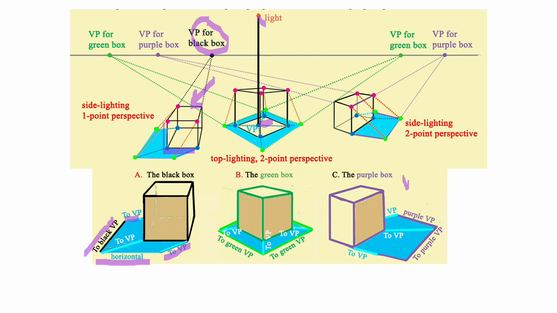So let's next look at this purple box. It is also side lit, but it is in 2-point perspective. So now we have the 3 lines going to the vanishing point in the middle of this box here. And then we have one going to a purple vanishing point over there and one going to the other one over here. In other words, this vanishing point and this vanishing point.